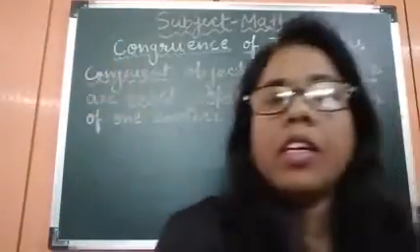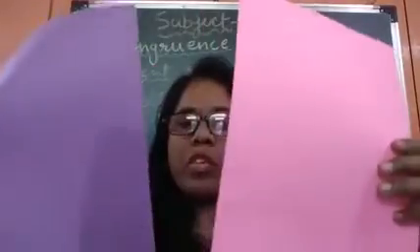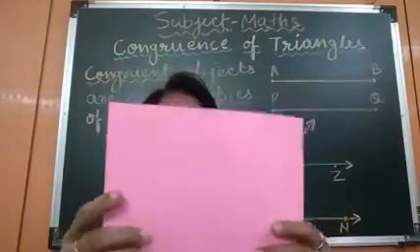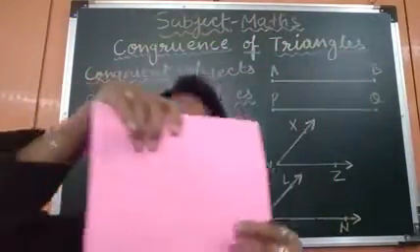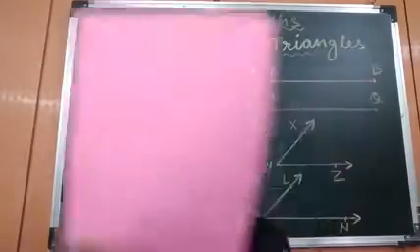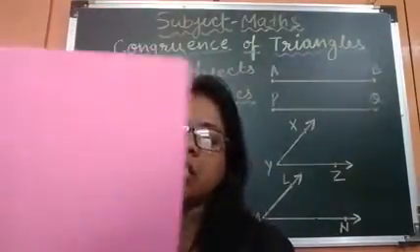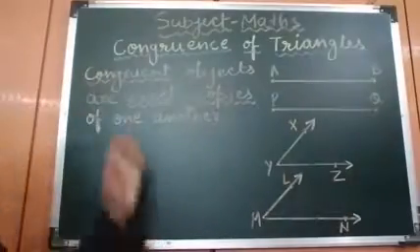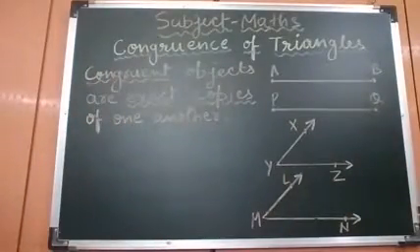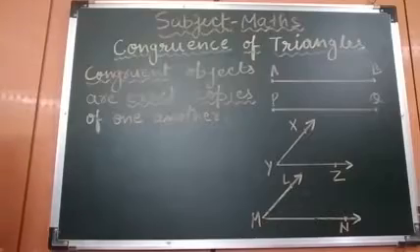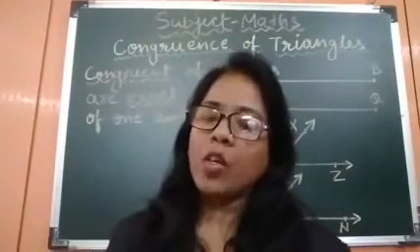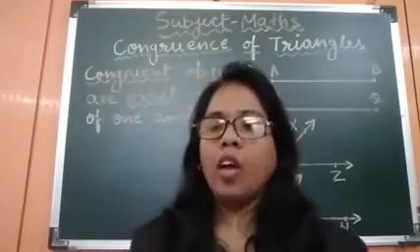I have these two A4 size papers. When I put one over the other, it completely covers the other because all these are the same in shape and size. So when objects are exactly the same in shape and size, these objects are called congruent objects. So today we are going to learn about congruent objects.